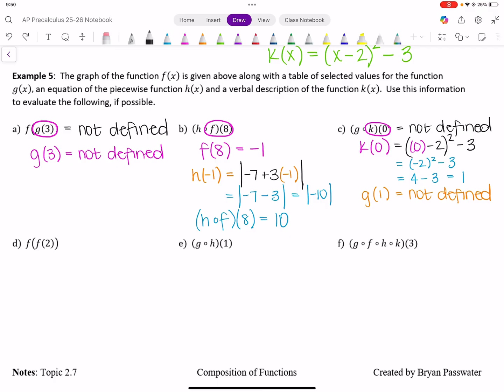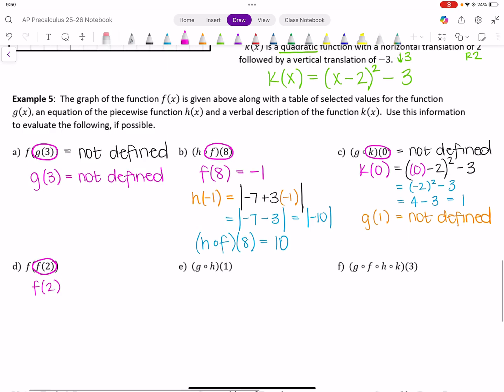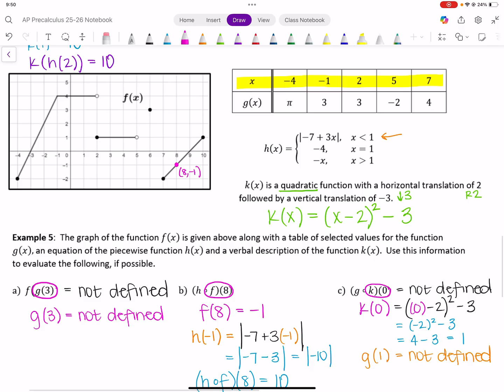So let's do one more together, f of 2. So we're going to start inside with f of 2. And remember, f is our graph, so we're going to look at an x value of 2. We ignore any holes. You have to look at your actual point. So f of 2 is 1, because that is the only point that actually exists where x is 2.